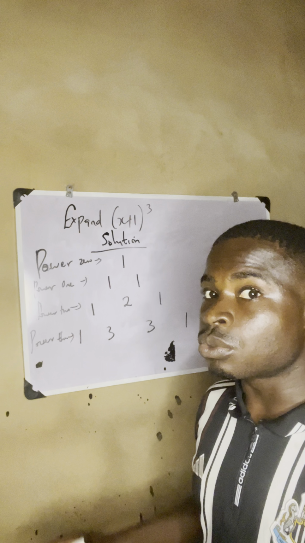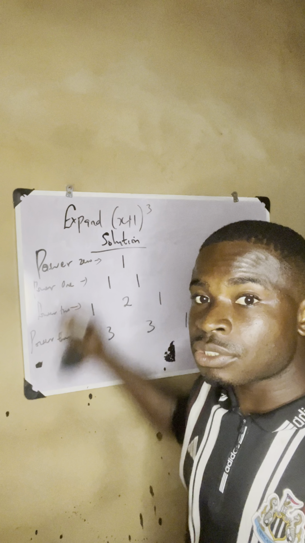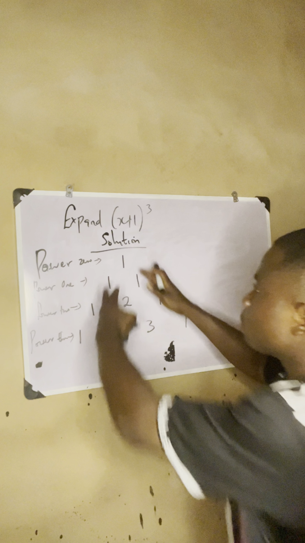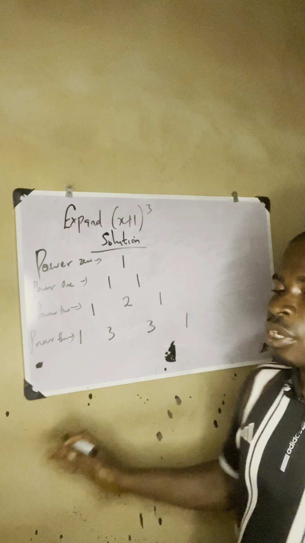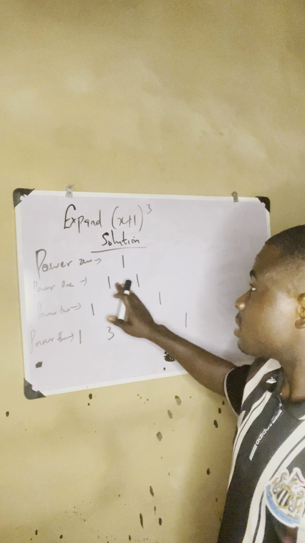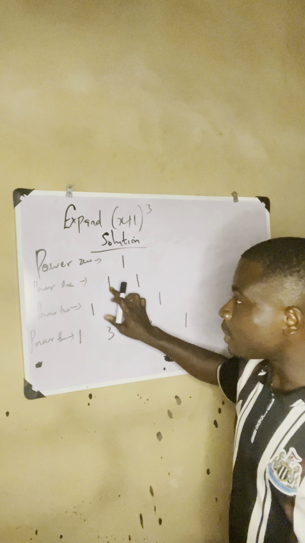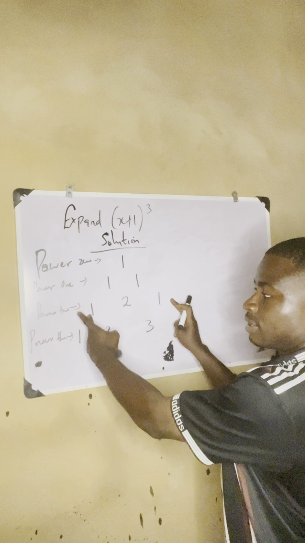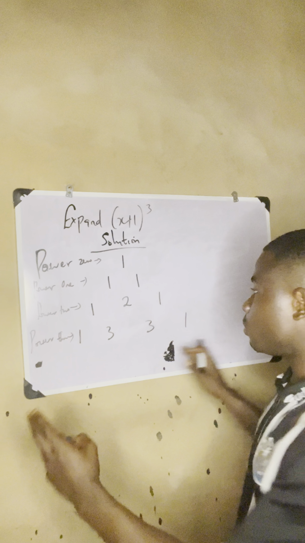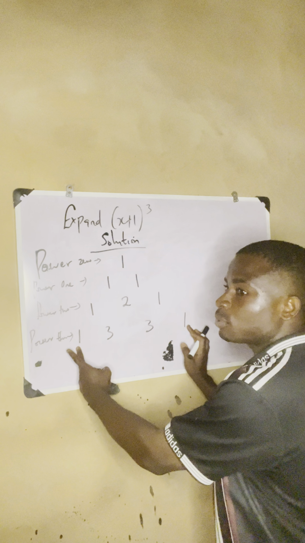Let me show you how to quickly expand expressions of that sort using Pascal's triangle. This whole thing is called Pascal's triangle. It has a trick. For power 0 it is 1, for power 1 it is 1, 1. You just have to place 1 at both ends, even up to any power of your choice.